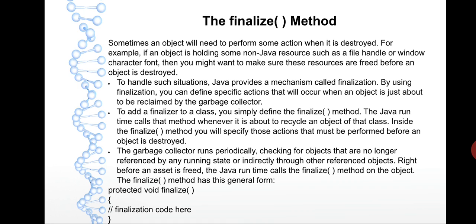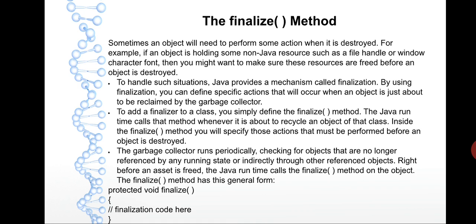The finalize method will be invoked when the garbage collection is about to take place. It is not after the object is destroyed. It is just before the final object destruction. Whenever the garbage collector is trying to destroy the object, this finalize method will be called, and whatever code you have written inside the finalize method will be executed.